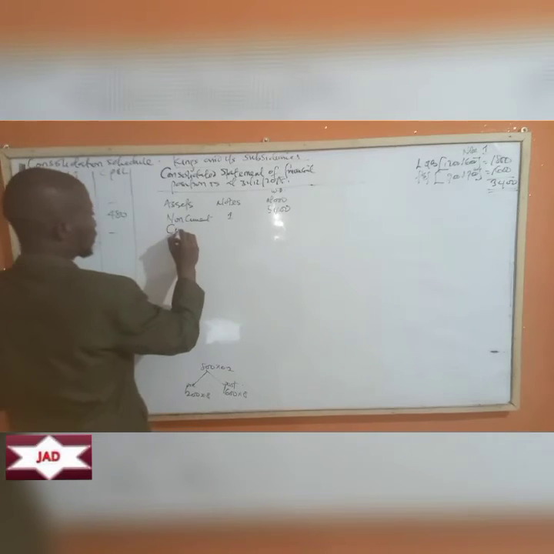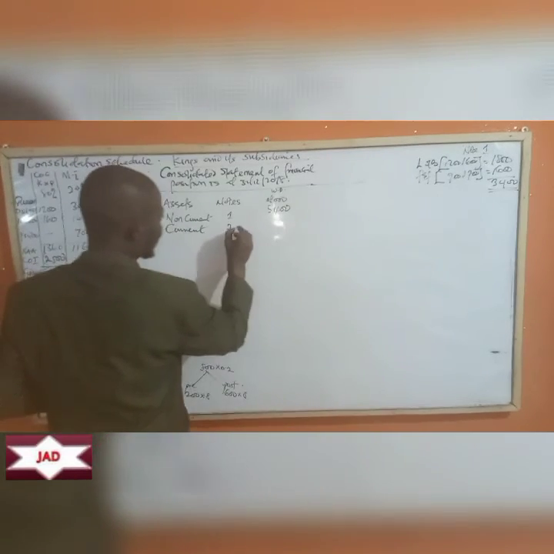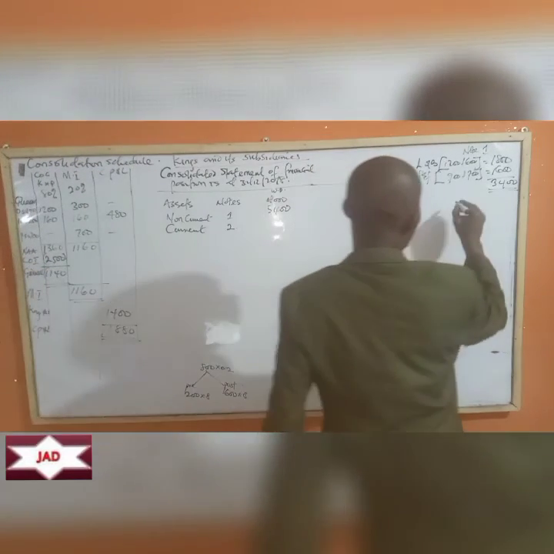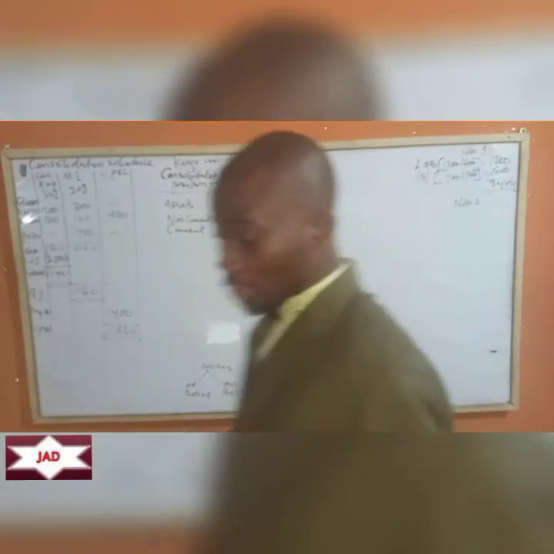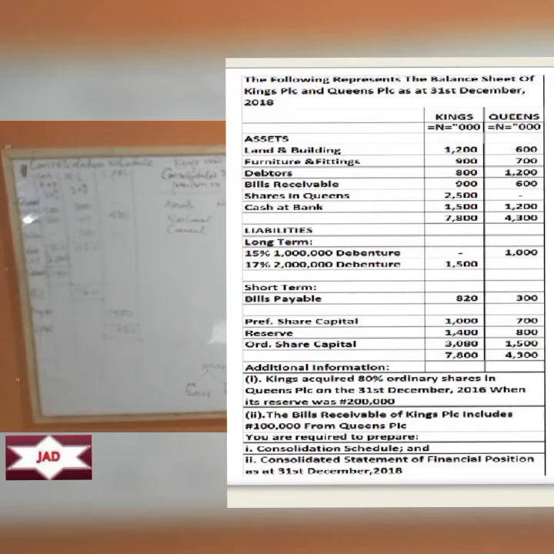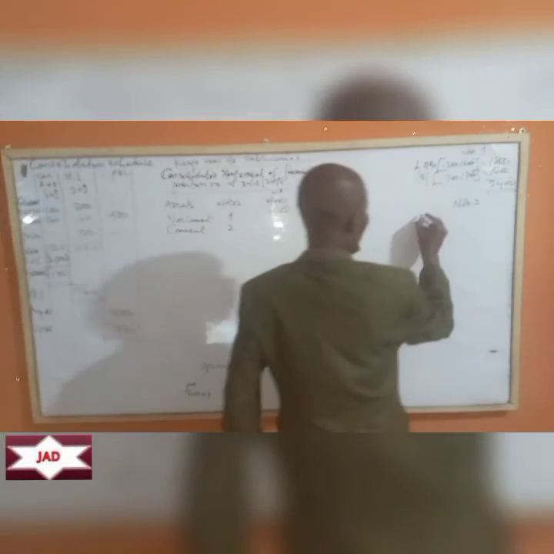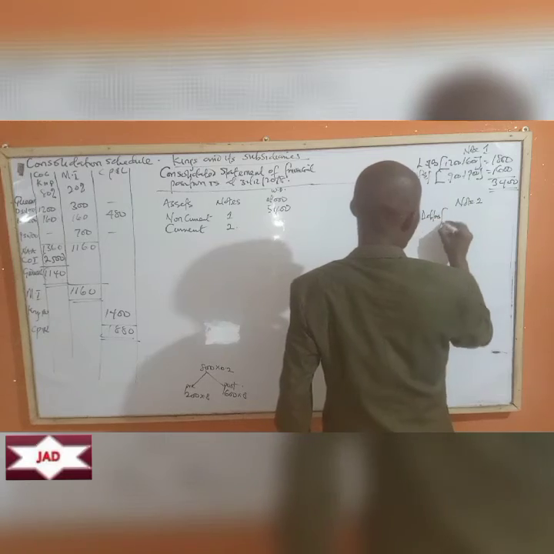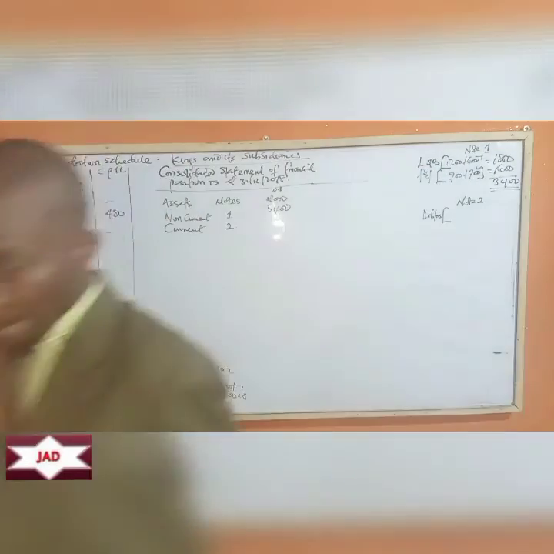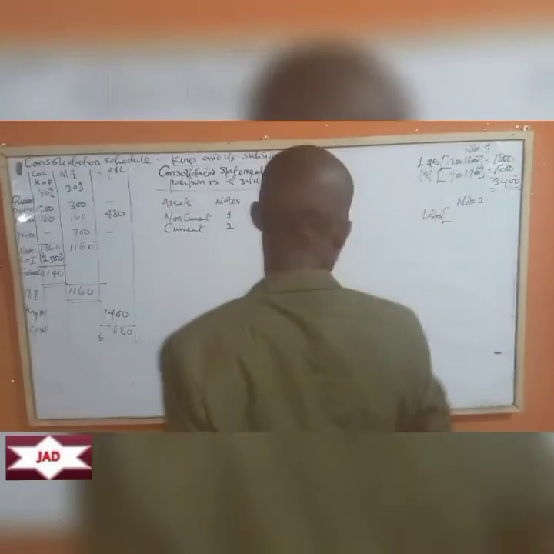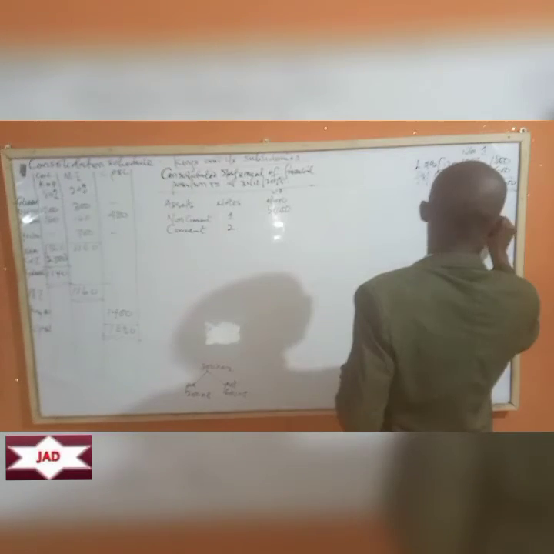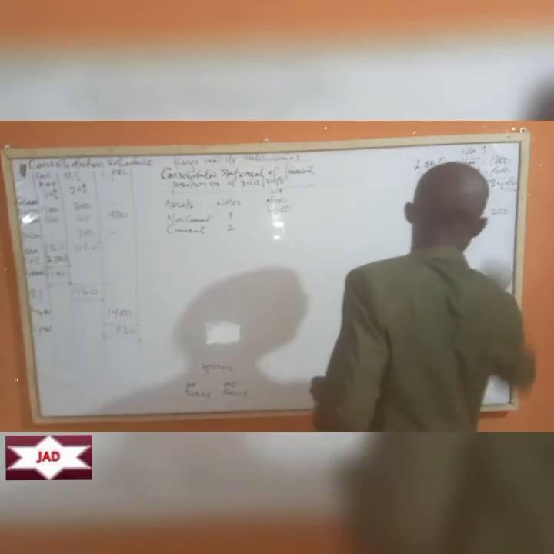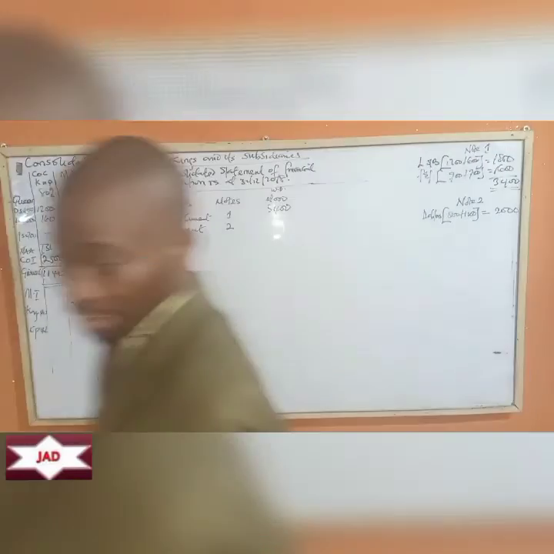So let's go current. We have note 2. What are the current asset items there? We have debtors. What debtors there? 800, 1,200. I think this is 2,000. What do we have there?